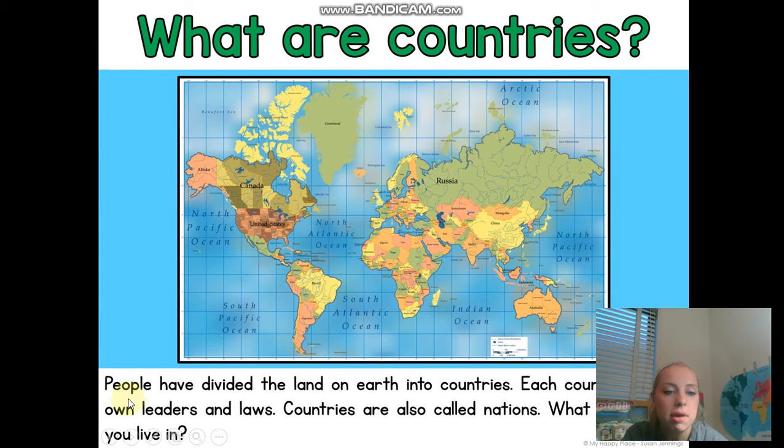It says, people have divided the land on earth into countries. Each country has its own leaders and laws. Countries are also called nations. What country do you live in? Okay, we've reviewed this a lot, but we know that we live in the United States. And if you zoom in really close, you can see our little state, which is Virginia.